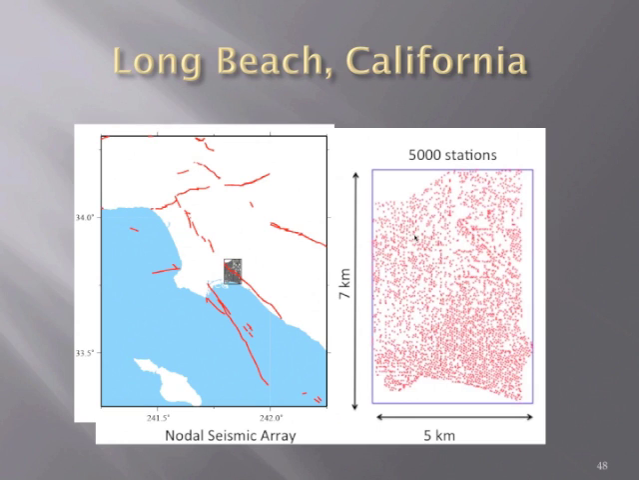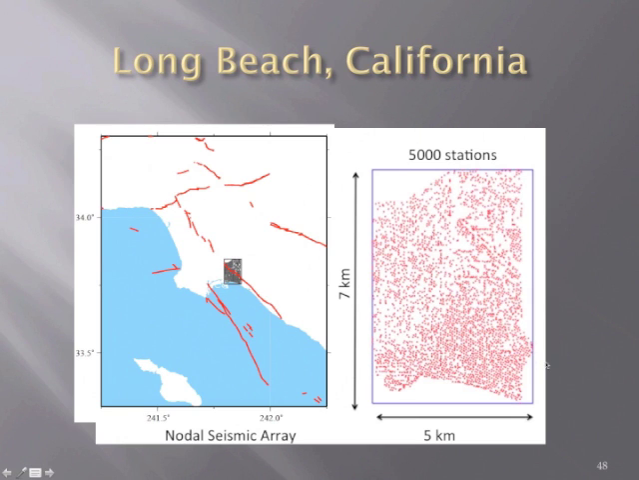And just before I end my talk, I just want to point out that the method I described can work not only on USArray, it can also work on some regional arrays. For example, here we have a seismic array in Long Beach, California. This is a very dense array. The dimension is 7 kilometers by 5 kilometers, and we have more than 5,000 stations in this area.